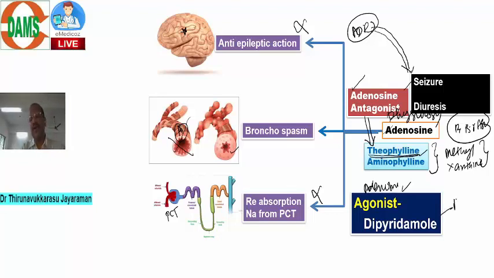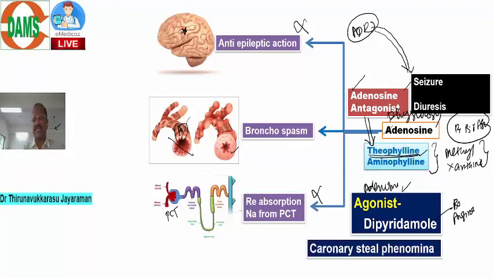This drug in olden days was used for treatment of angina, but today we don't use it because this drug causes the adverse effect of coronary steal phenomena. So this is not in use. Dipyridamole, an adenosine agonist, is not used nowadays because of causing the adverse effect of coronary steal phenomena.